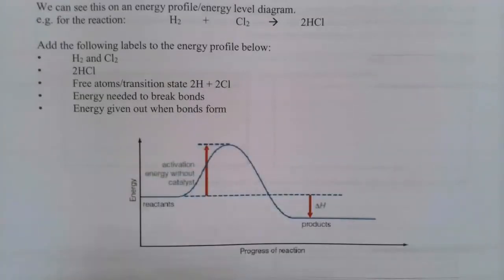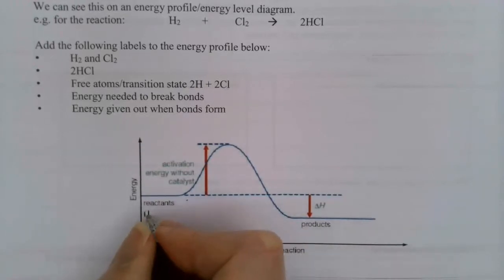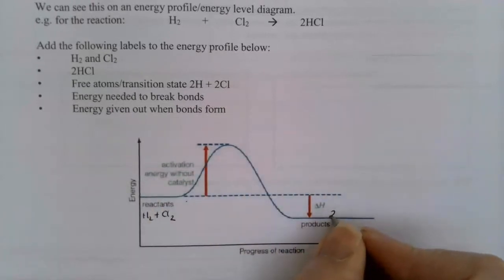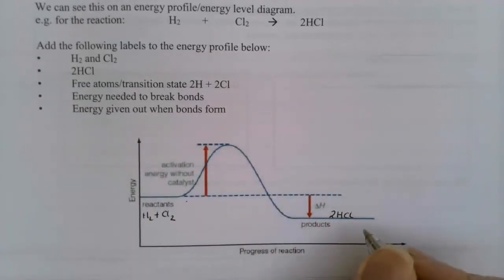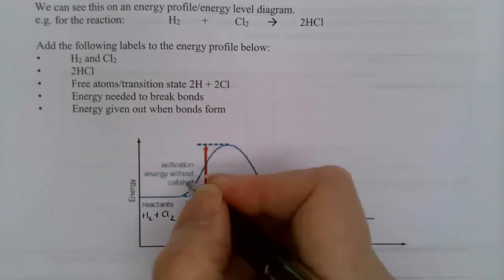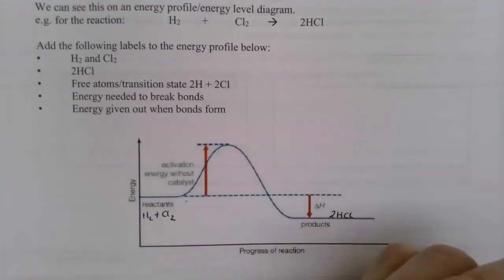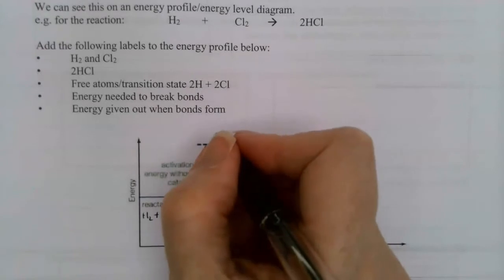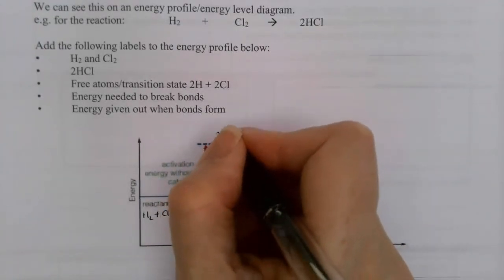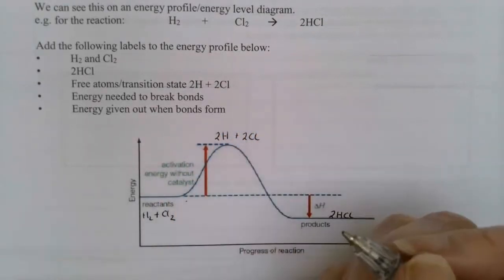And we can see that on the next page. So here we have our reactants. That would be our hydrogen and our chlorine, and they're reacting to form two HCl molecules. This is going to be my activation energy, so that's the minimum energy they need to overcome in order to react. And up here, this maximum, we've got 2 hydrogens and 2 chlorines, so we've broken the bonds.